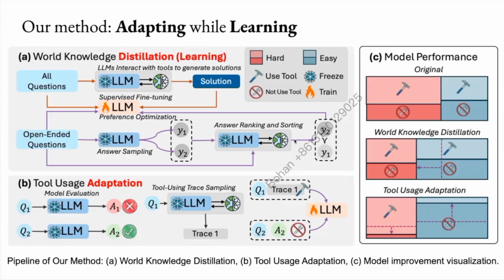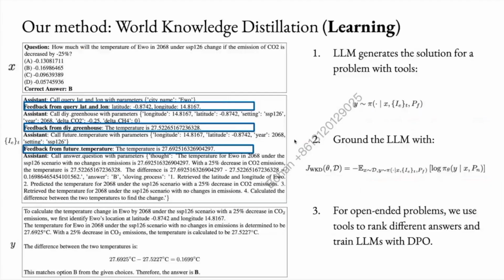After world knowledge distillation, the model begins to internalize knowledge, shown by the shifting vertical boundary. After tool usage adaptation, the model makes more intelligent tool usage decisions, represented by the horizontal boundary adjustments. Let's go deeper into our method. First, the world knowledge distillation part.